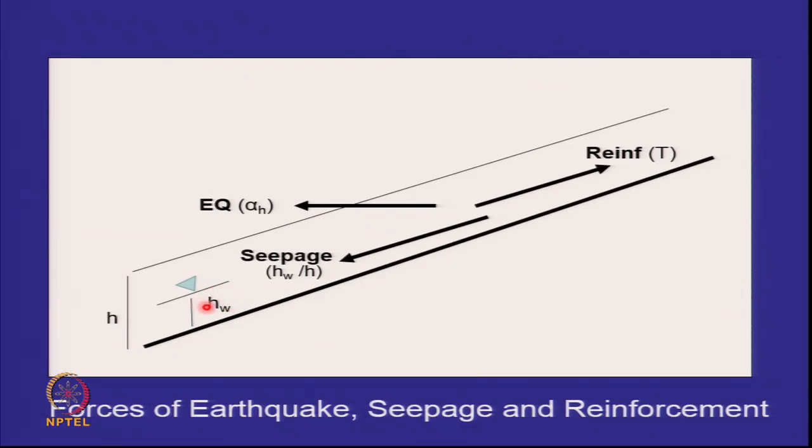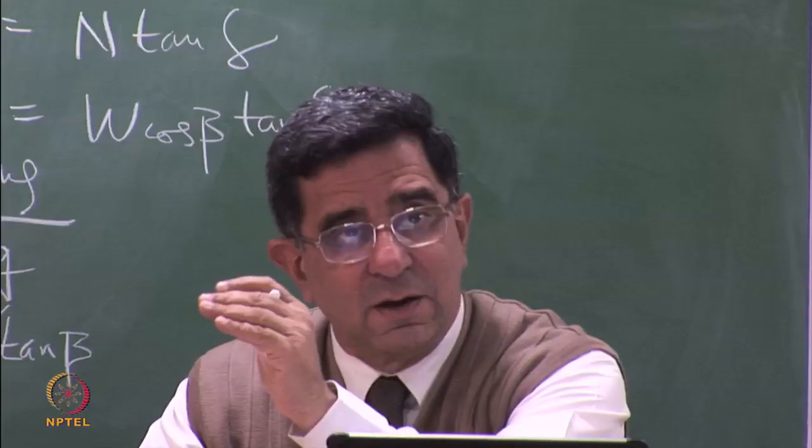And this HW by H is called the submergence ratio, and if the submergence ratio is 1, then you can have a very low factor of safety. But luckily for us, if there is some strength in the geomembrane, or if you put a geogrid, then you can have a T which helps the resisting force. N tan delta is resisting, and now T will also resist.